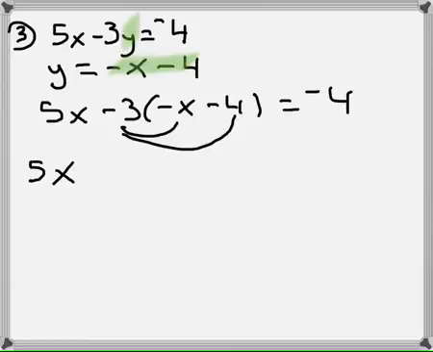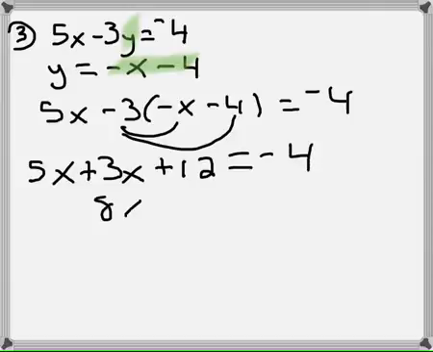Okay, let's multiply. What's negative 3 times negative x? The answer is positive 3x. It's like multiplying negative 3 times negative 1, which is positive 3, and then adding the x to it at the end. Now I'm doing negative 3 times negative 4. You can do that. What's negative 3 times negative 4? 12 equals negative 4.